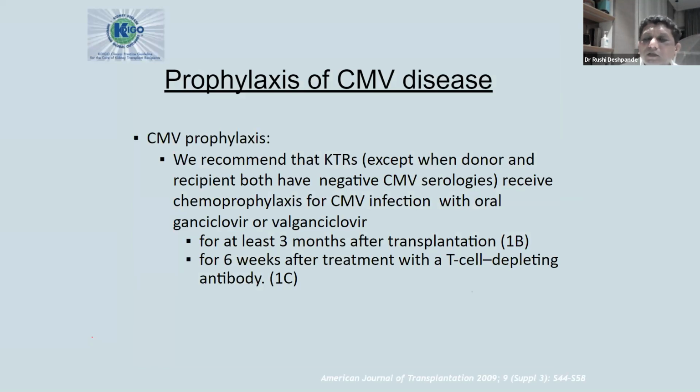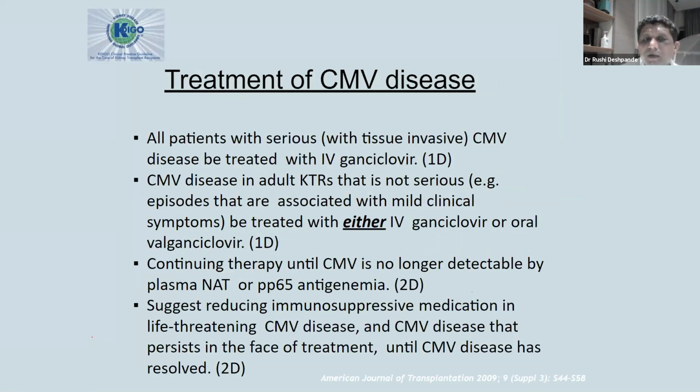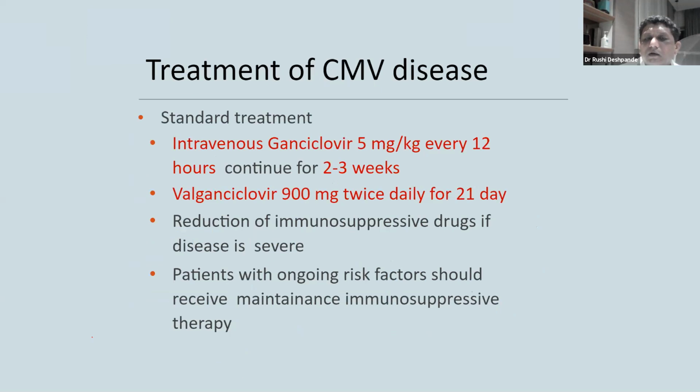CMV prophylaxis for at least the first 3 months post-transplant is recommended. For treatment of CMV disease, the standard of care is IV ganciclovir, and if it is resistant, you can use other drugs like foscarnet. So this is what can be used: IV ganciclovir 5 mg per kg every 12 hours for 2 to 3 weeks, or oral ganciclovir 900 mg twice a day for 21 days.